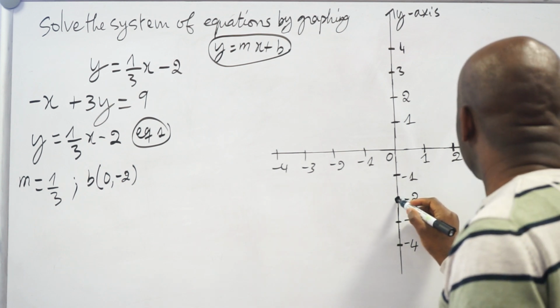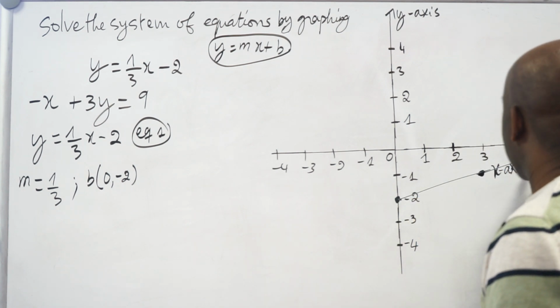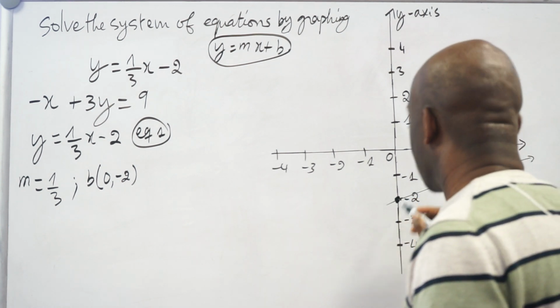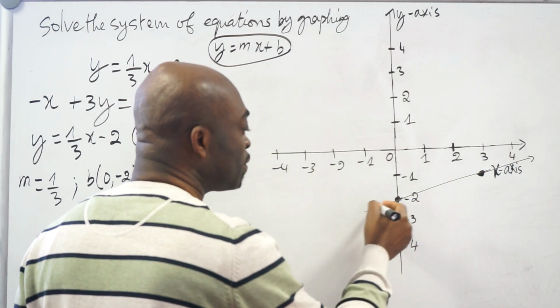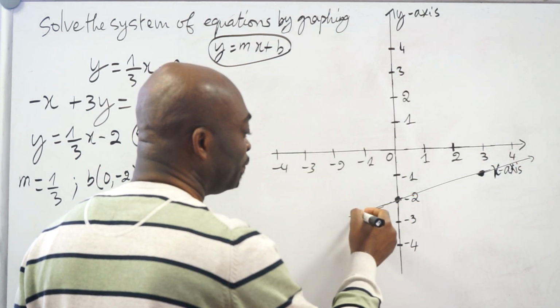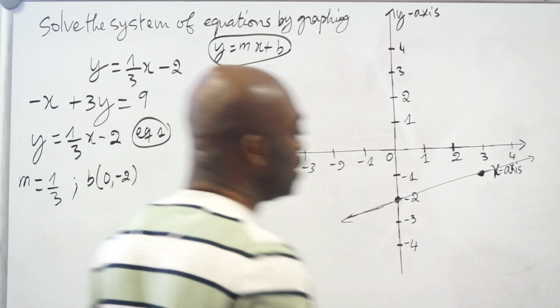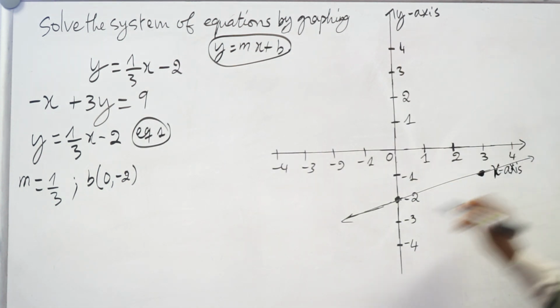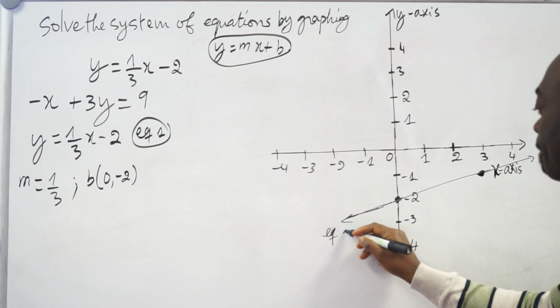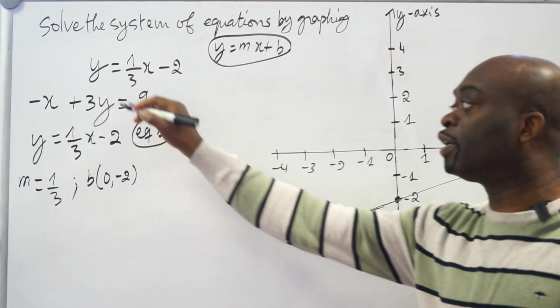All right? So we go with it. All right, so I can come here to make it much easier. Okay, so this is equation 1. All right, so this one is called equation 1. Now we have to go with equation 2.